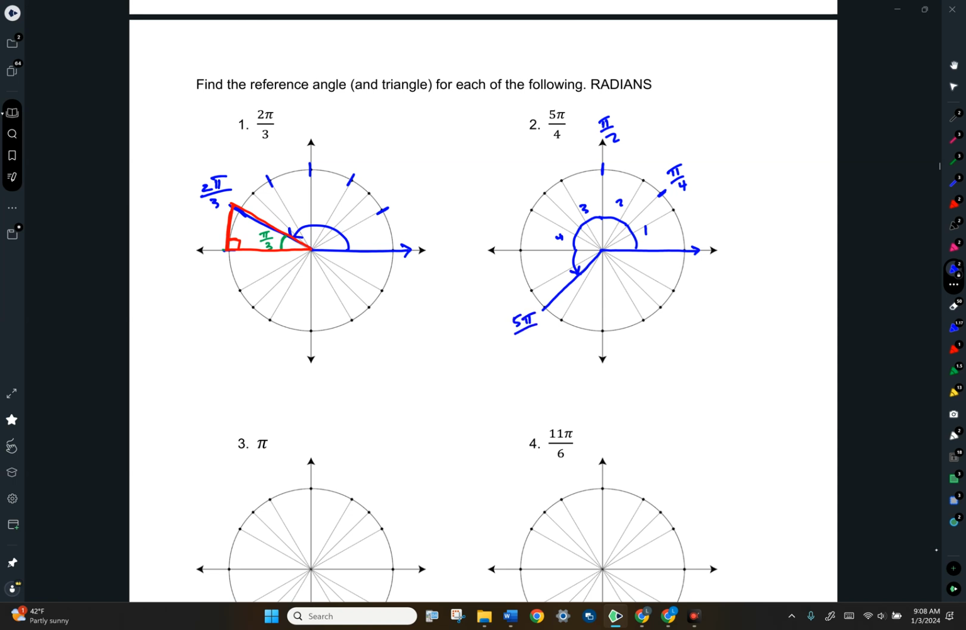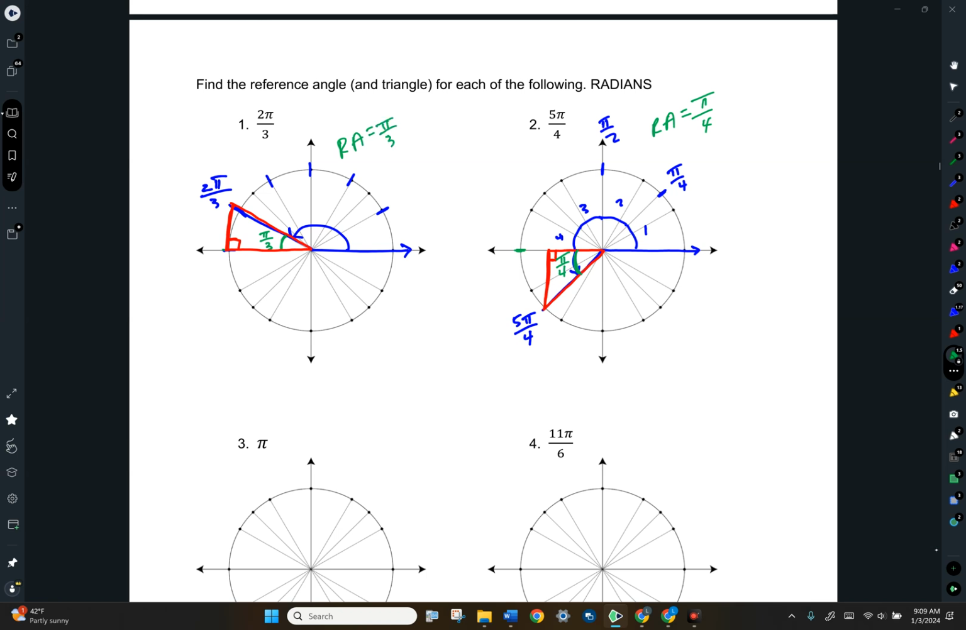So here's my 5 pi over 4. And if I were going to think about the reference triangle, I'm going to go from that terminal side straight up to form a right angle. So that's my reference triangle. And remember how we said the reference angle is always this angle right inside here. Well, if this was 1 pi and I went an extra 1/4, isn't the reference angle pi over 4? So let's put here: reference angle pi over 4, and on this one the reference angle was pi over 3.